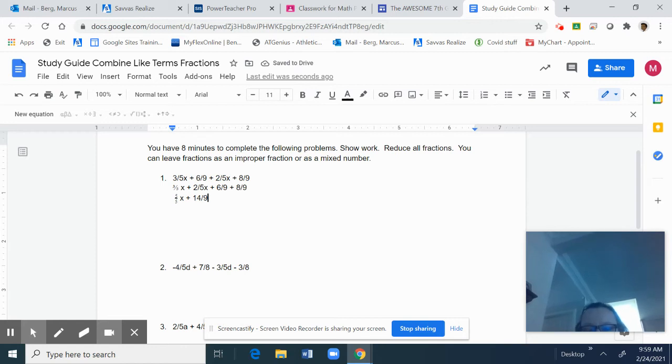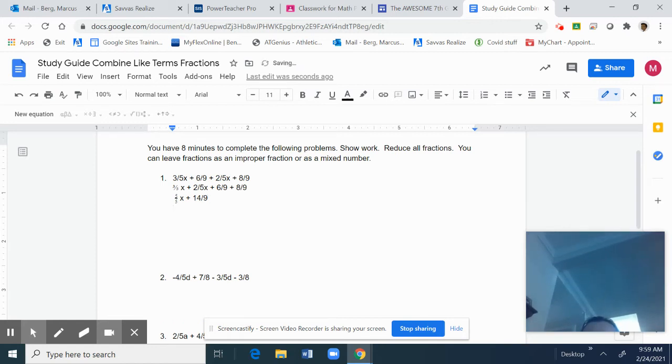And that's the basic step. And then the next step would be to simplify. 5/5 is 1, so that's just 1x. You don't have to put the 1 in front. 9 goes into 14 once with 5 left over. So that would be 1 and 5/9.